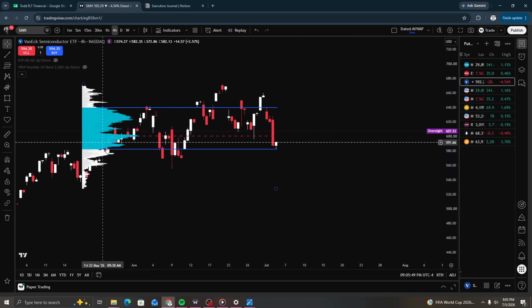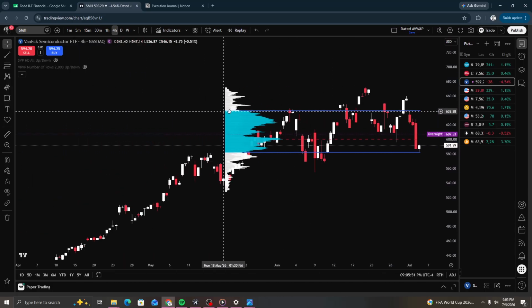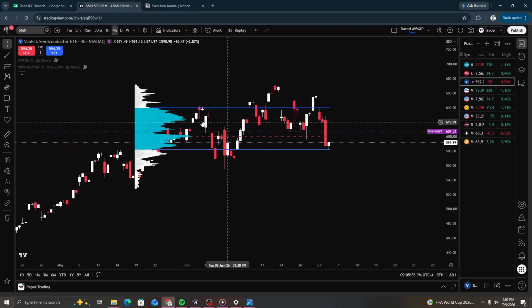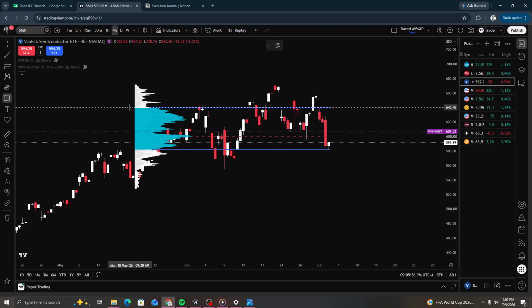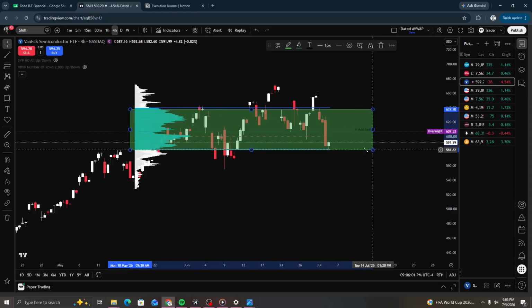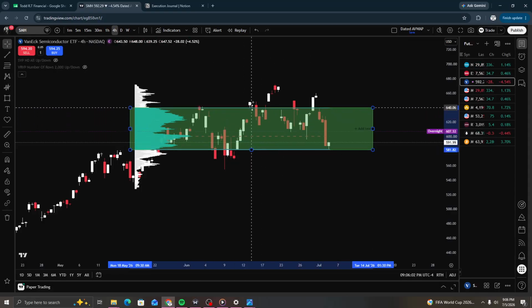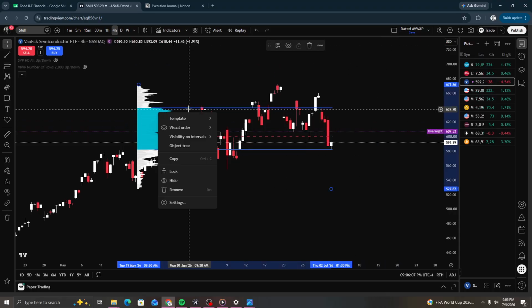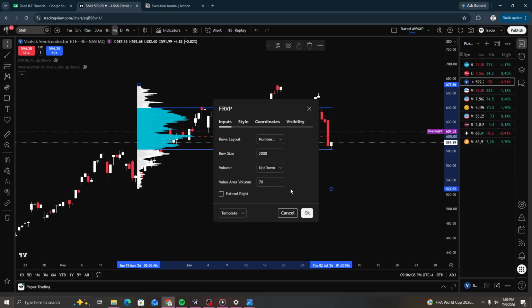And we can see that 70% was in this section right here, okay? I don't know why control is not working, but from here is where we've had 70%, okay? And I'm going to go back for a second. I'm going to put this on not extend right.